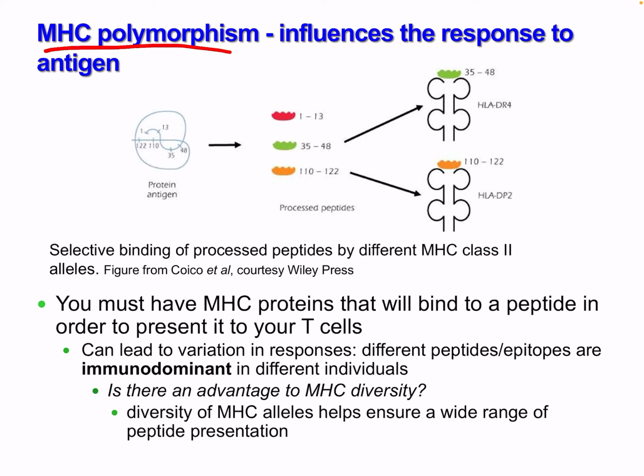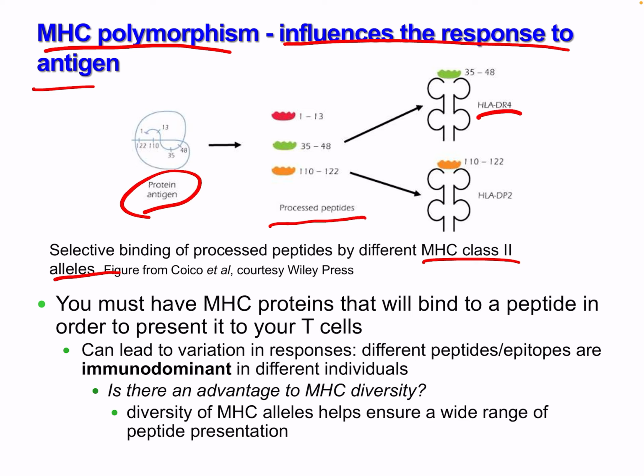This polymorphism also influences the response to the antigen. We can see up here the selective binding of processed peptides by different MHC class 2 molecule alleles: protein antigen, processed peptides, and expression here. You must have MHC proteins that will bind to a peptide in order to present to your T cells. Like we said, they're MHC restricted. This can lead to variation in responses. Different peptides/epitopes are immunodominant in different individuals.